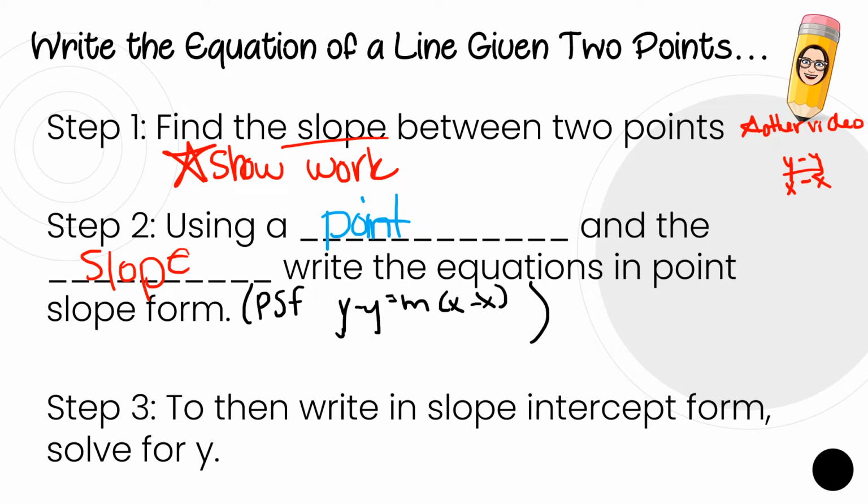Step 3, you might also be asked to write it in slope-intercept form, which is y equals mx plus b. And to do that, all you need to do, and maybe highlight or circle this, you just need to solve for y for SIF, right? You're just doing a little bit of work. You're going to distribute and add or subtract. Super easy.